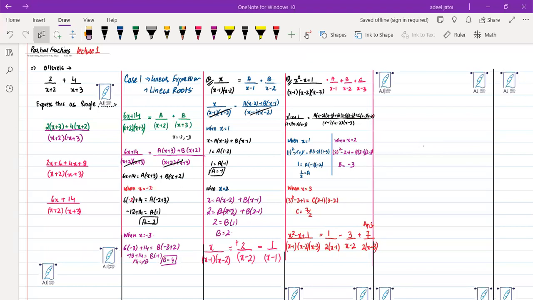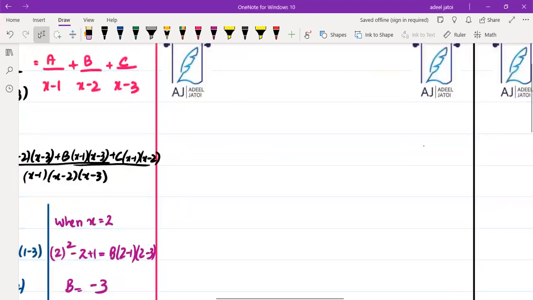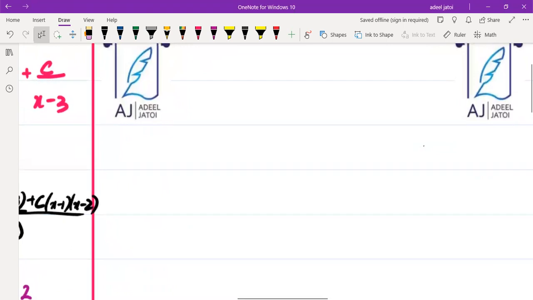Let's just work with case number 2 now. Your case 2.